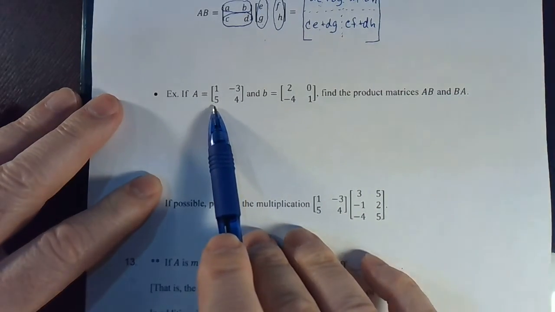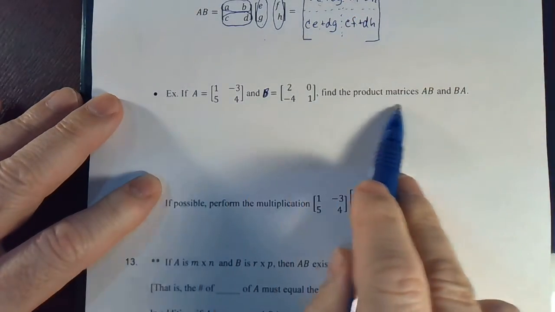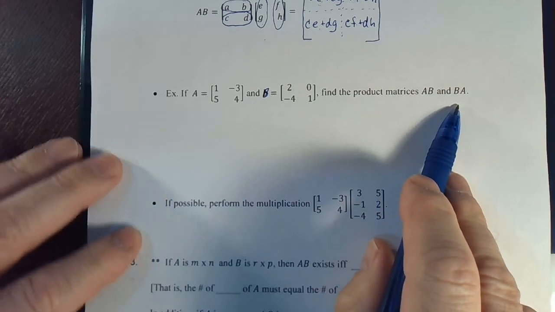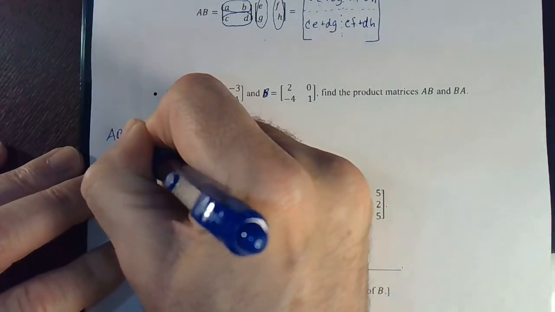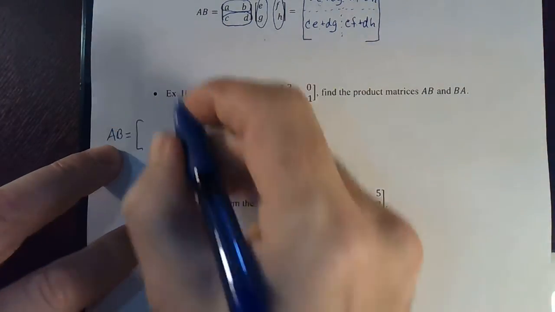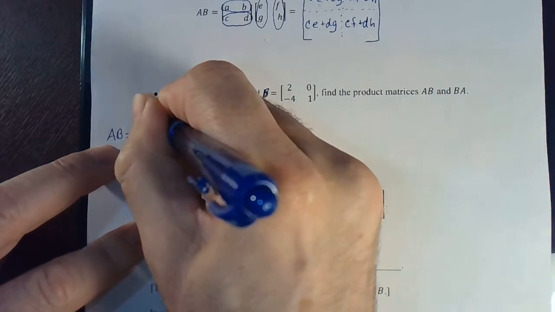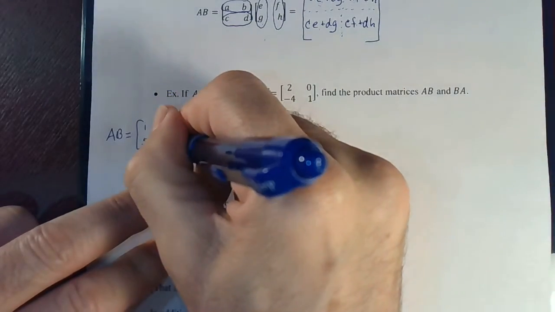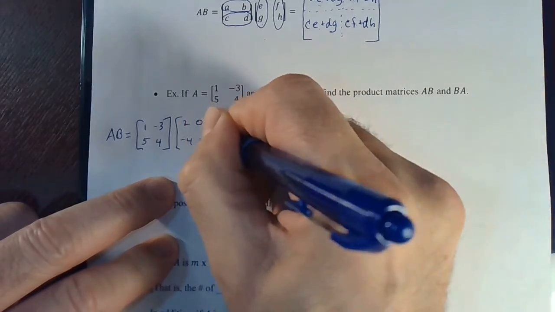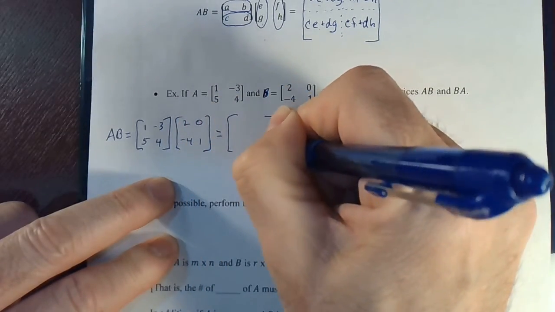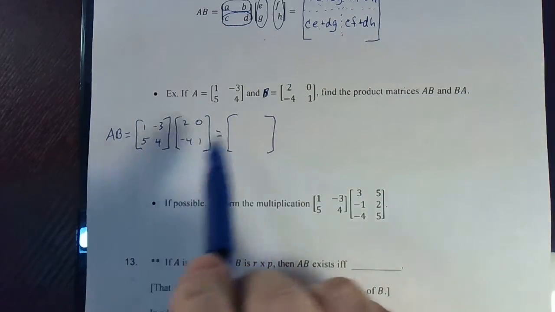If A is equal to this, and capital B is equal to this, find the product matrices AB and BA. So I'm going to start way over to the left. AB is equal to, and I'm going to rewrite them, 1, negative 3, 5, 4, times B, which is 2, 0, negative 4, 1. Well, as we know, when we multiply a 2 by 2 matrix from above, we're going to get another 2 by 2 matrix. So it'll be the same size.